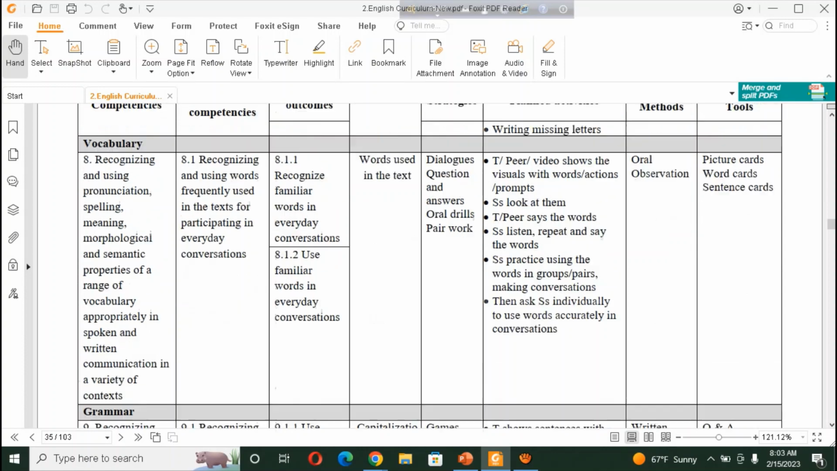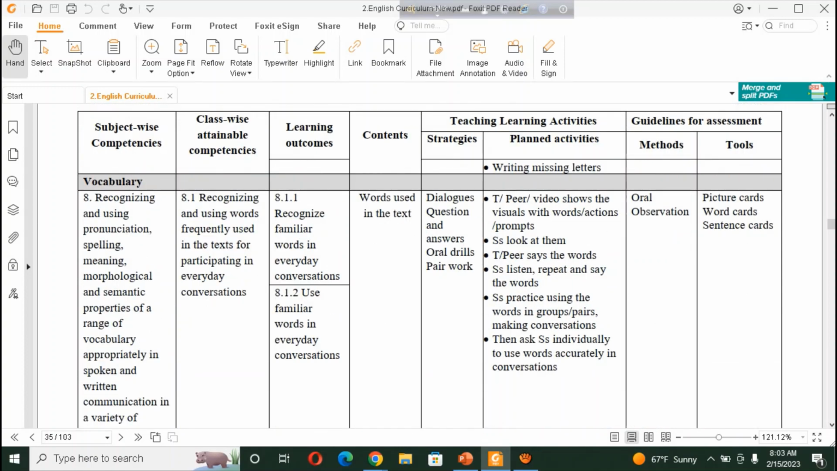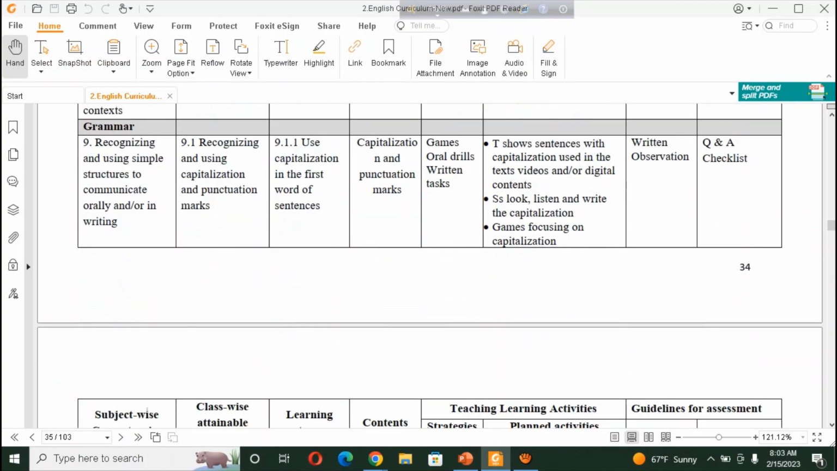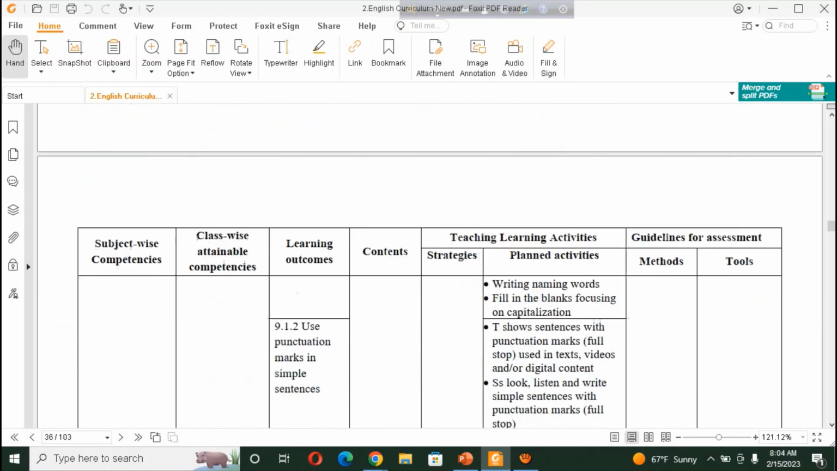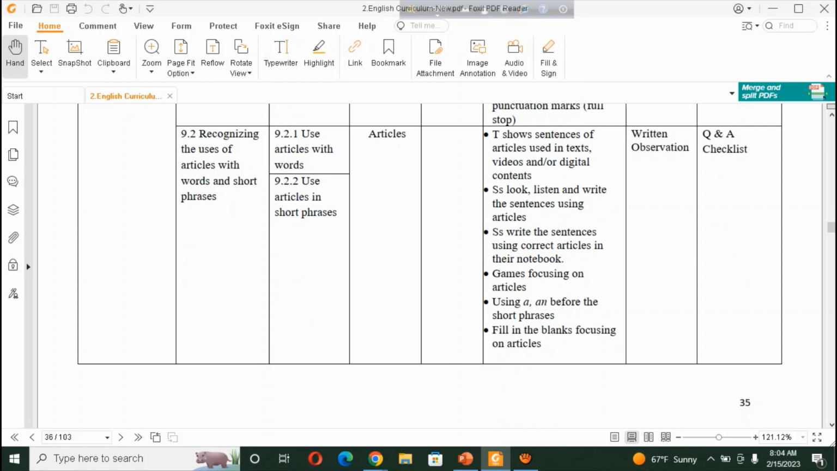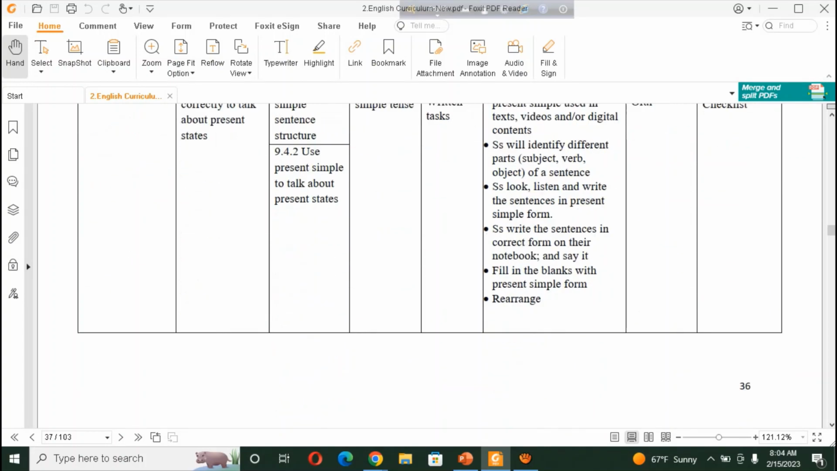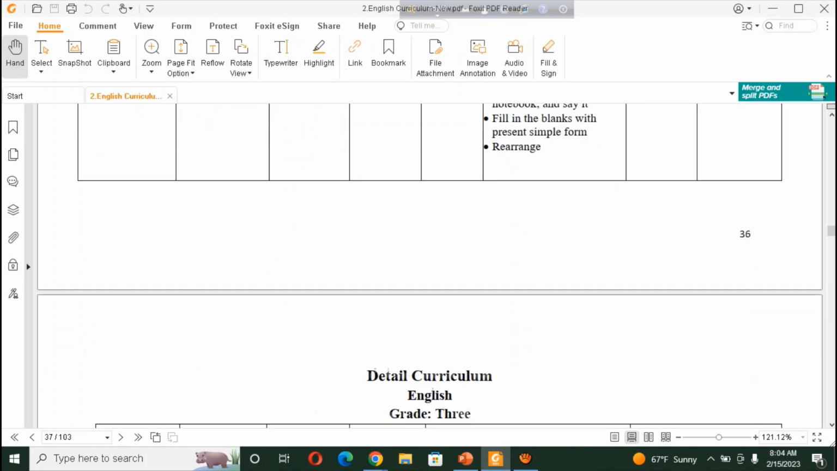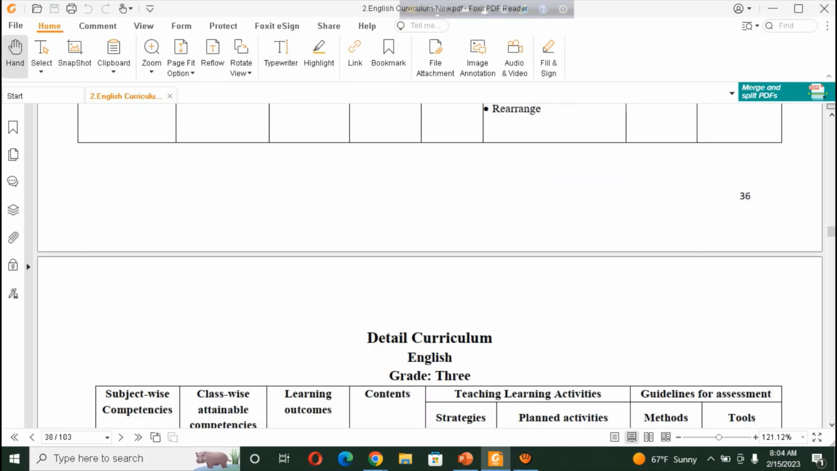Number 6, and number 8, vocabulary, recognizing and using, and here are also some learning outcomes, 8.1.1, 8.1.2, and the grammatical part from class 2 or grade 2. Here some skills are added, but in class 1 or grade 1 for grammar and vocabulary there was no skill, there were no learning outcomes. Okay, grammar 9.1.1, 9.1.2, 9.2.1, 9.2.2, and in such a way here is also 9.4.2. This is the detailed curriculum of grade 2.